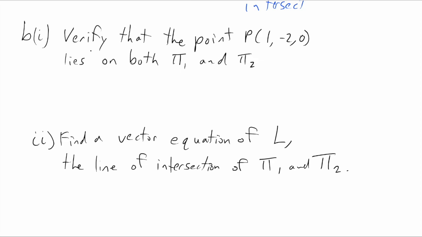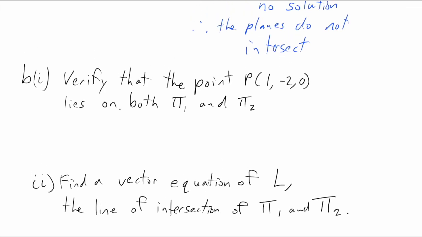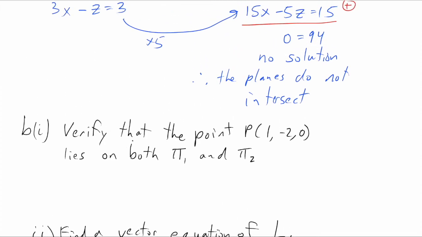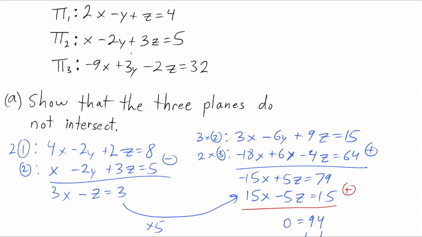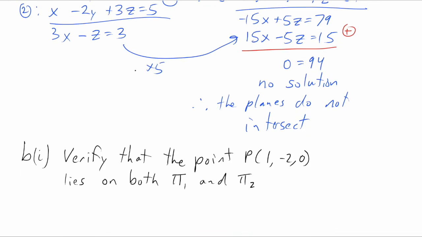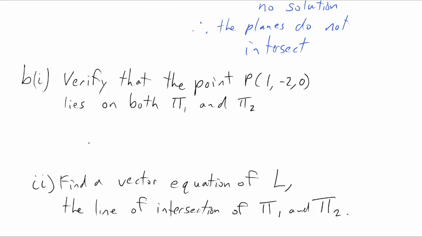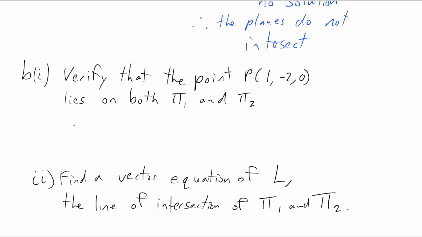Okay, next we are asked to verify that this point is on both planes. So the planes do intersect. Remember, when two planes intersect, they're obviously going to intersect at a line. Unless they're the same plane, I suppose. But they're obviously not the same plane because their normals are different. So this is just simply substituting in the point, right?